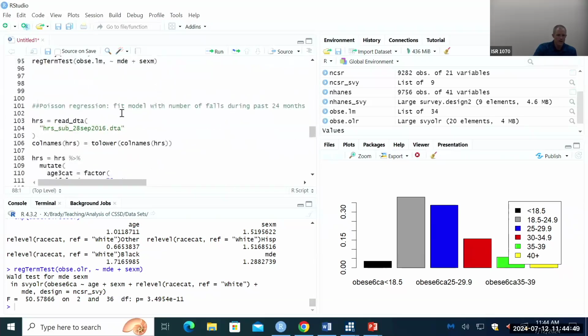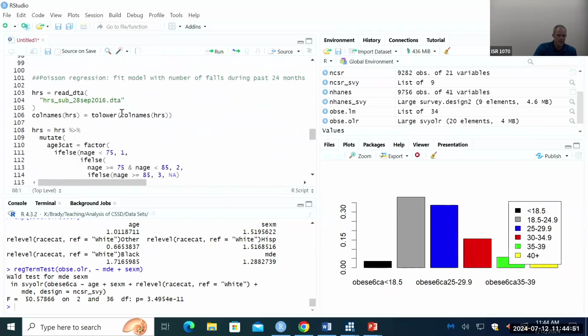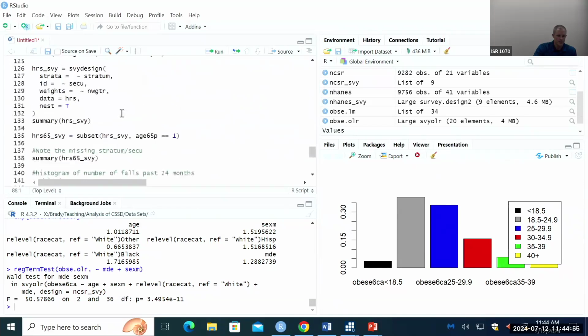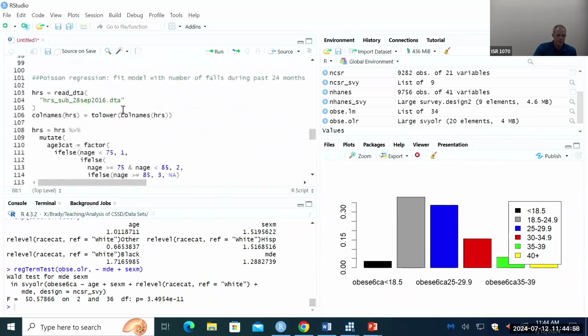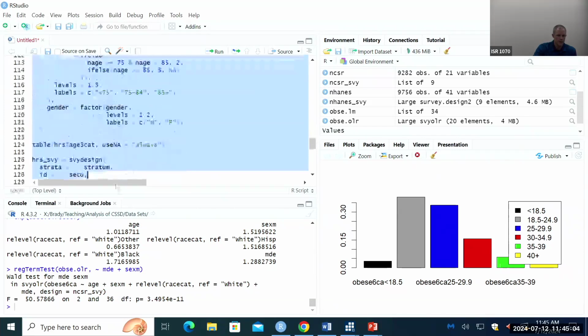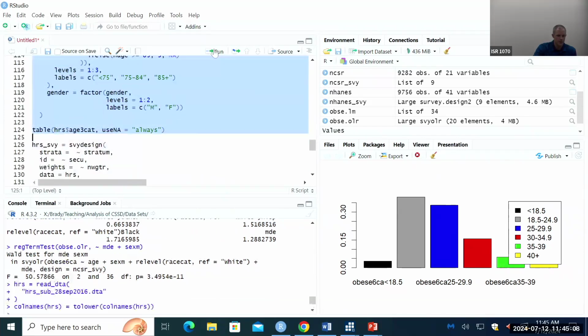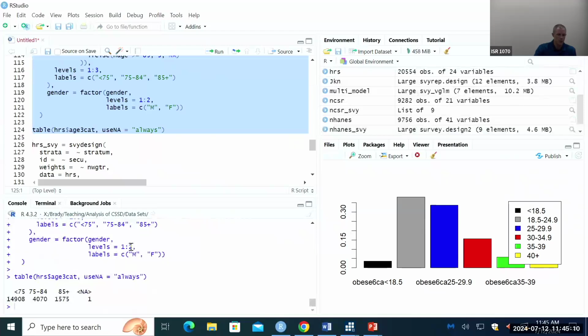Finally, we can use Poisson regression also via the svyglm function. What I'm doing here with Poisson regression, I'm reading in the HRS data into a new object, resetting the names, creating my factors, and then looking at a table on the new age category variable. I'm going to go ahead and run all that. And there I see my one missing value, making sure that was handled appropriately.